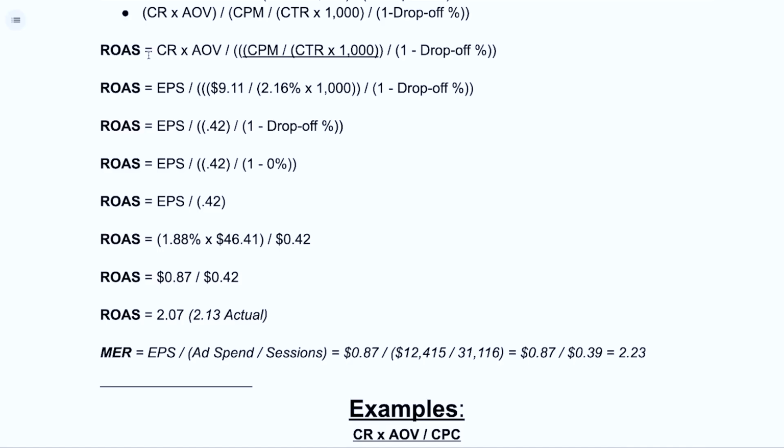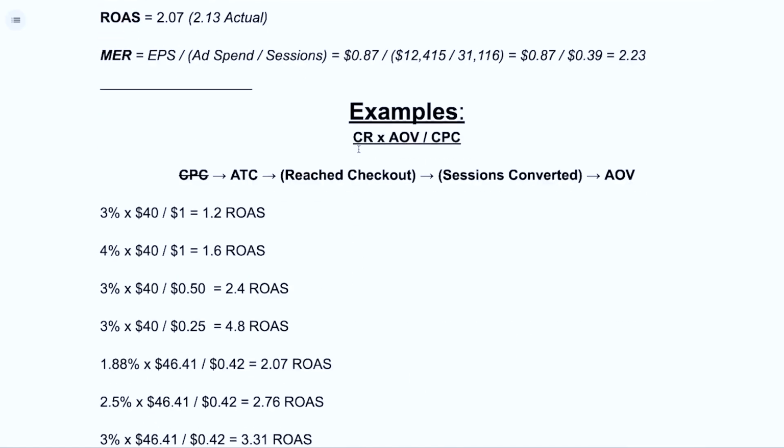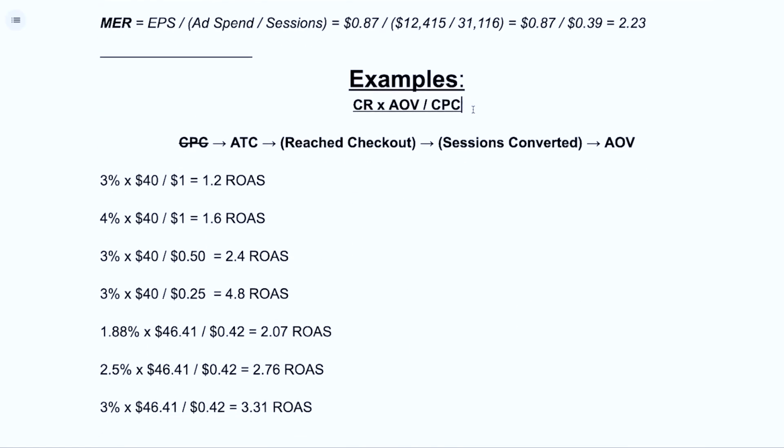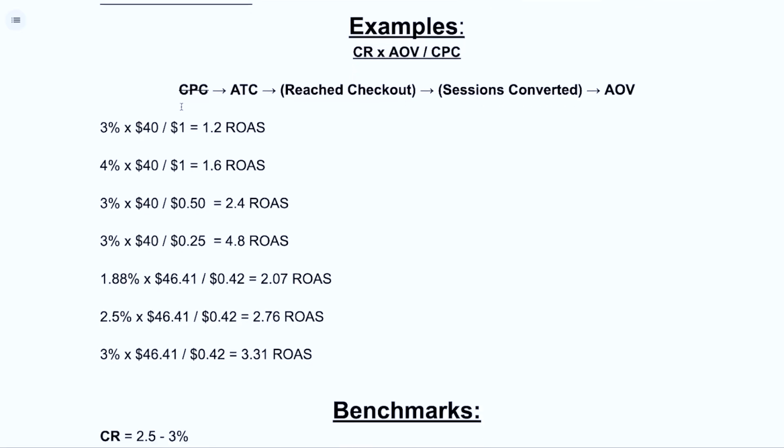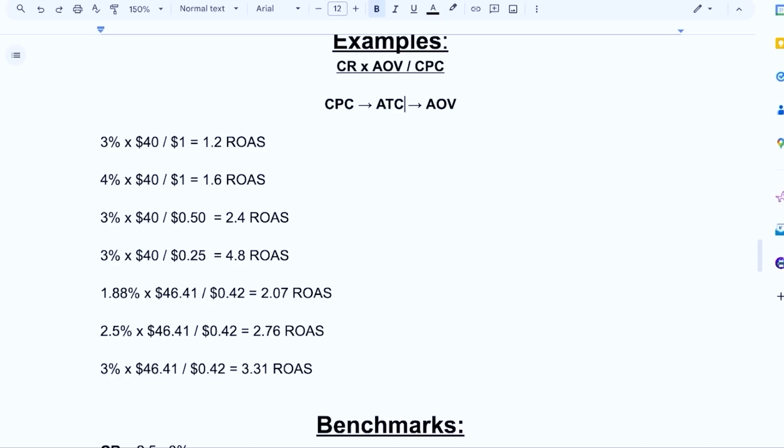But so this is the long form version of it. What I actually am doing is much, much simpler. I'm literally just doing conversion rate times average order value divided by cost per click. And then to demonstrate this point, to give us some easy examples of why we focus on, let me undo this. Why do we focus on cost per click, then conversion rate, then average order value? Because cost per click is the dividing factor.